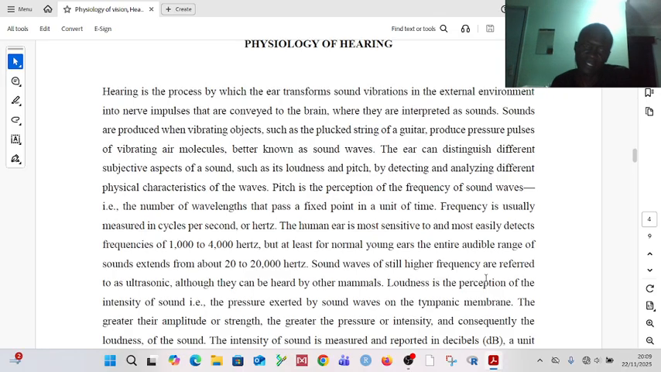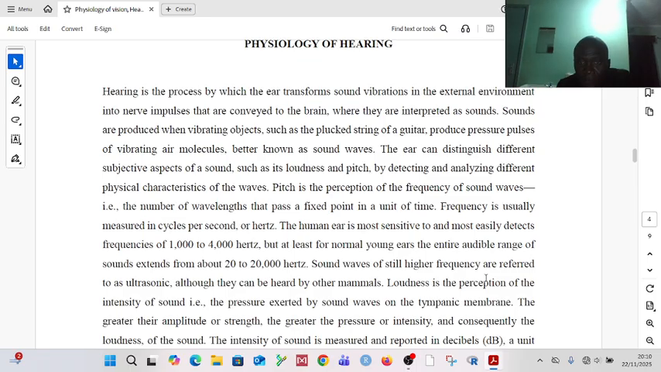So most of these sounds, they are products of vibrations za objects. So when an object vibrates, then a sound is produced. Okay? So when that object vibrates, for example, if you are plucking the string of a guitar, it will produce pressure pulses within the air molecules. Okay? So that pressure pulse, so that the air molecules begin to vibrate, those ones are what you call the sound waves. Okay? So sound waves are just vibrations of the air molecules.